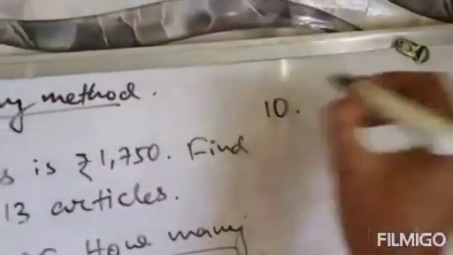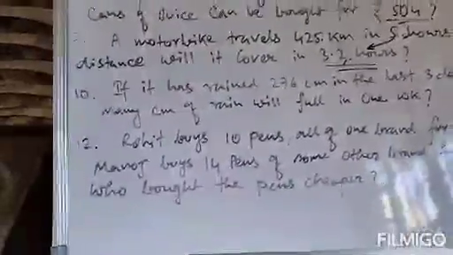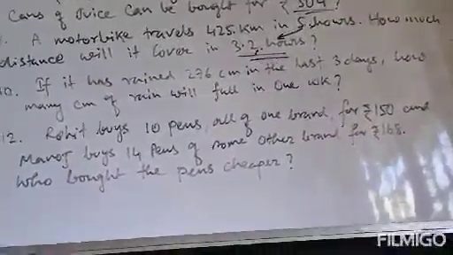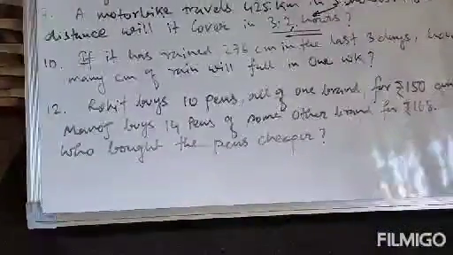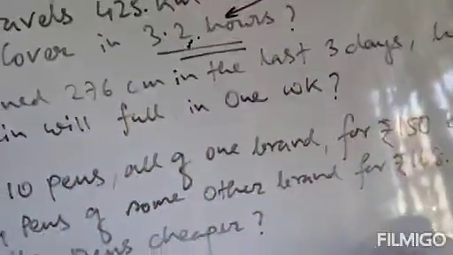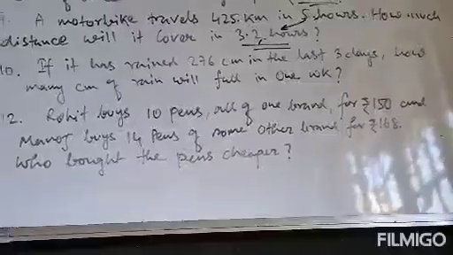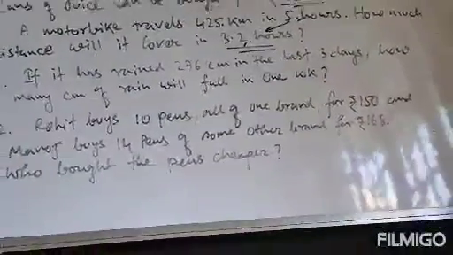Question number 10 says, if it has rained 276 centimeters in the last 3 days, how many centimeters of rain will fall in 1 week? 1 week means 7 days. That means it says in 3 days it has rained 276 centimeters. So in 7 days, how many centimeters will rain fall? Because 1 week means 7 days.